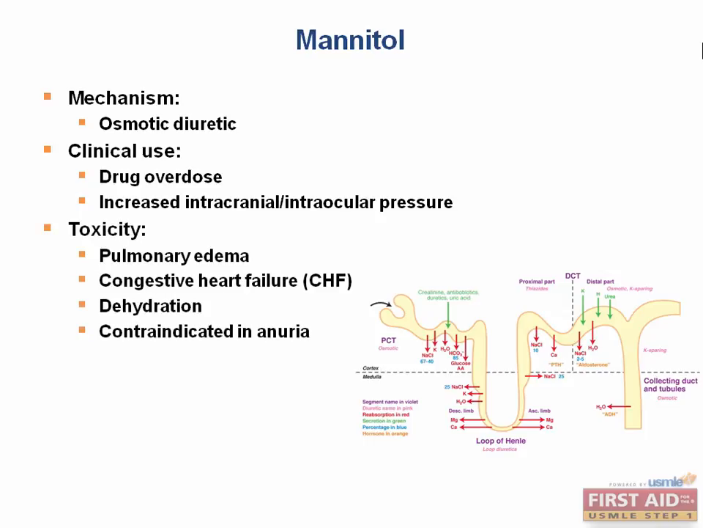Toxicity includes pulmonary edema and CHF if too much mannitol is given because it can pull water out of the cells and into the interstitial space. If patients are diuresed too much, they can become dehydrated. It's contraindicated in anuria because patients will not be able to excrete the mannitol.